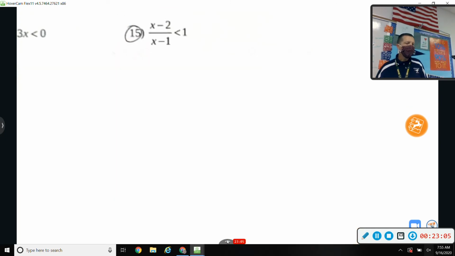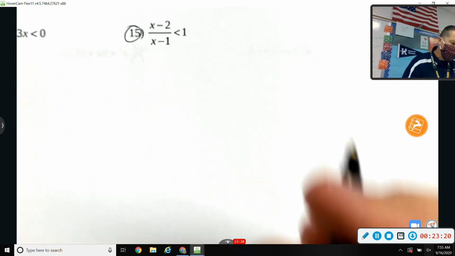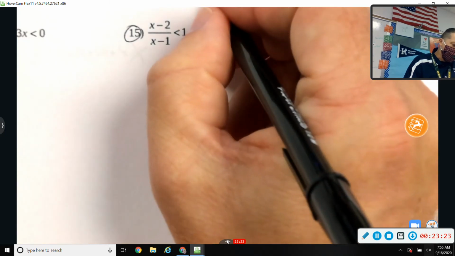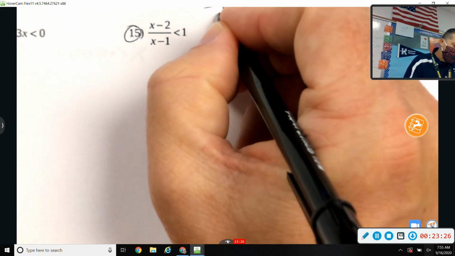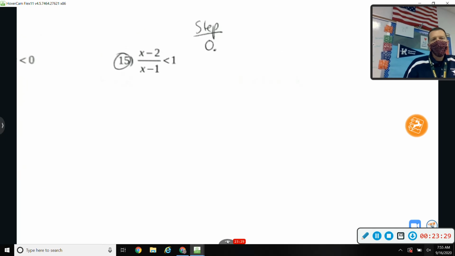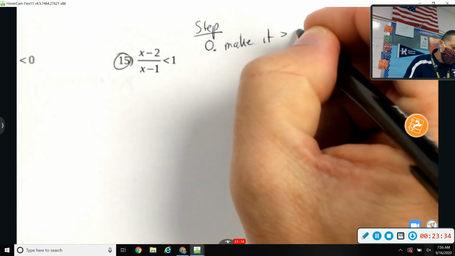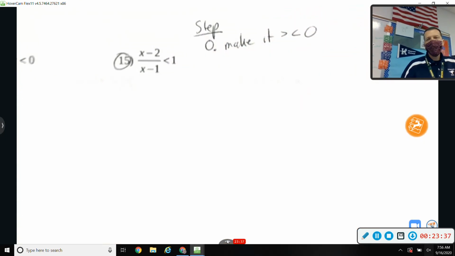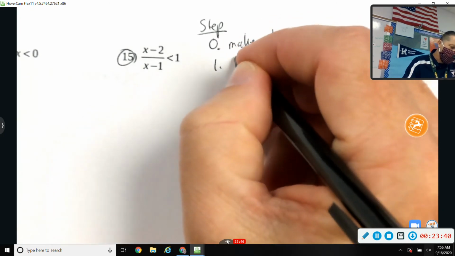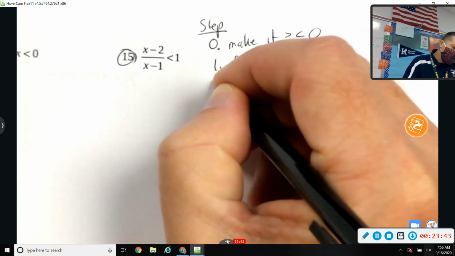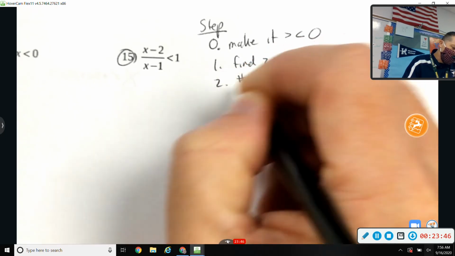Looking at 15. Do you recognize yet what's different about 15 compared to the 2 examples we did? Yeah, it has a 1 over there instead of a 0. So we don't like that. Our little 0 tricks won't work if there's a 1 over there. So we need to add a step at the beginning. We could call it step 0. In fact, that's a good name for it, because we need to make it equal to 0, or greater than or less than. Get 0 on one side. Get everything on one side, making it 0 on the other side. Then we can find the zeros, do a number line, and the intervals.